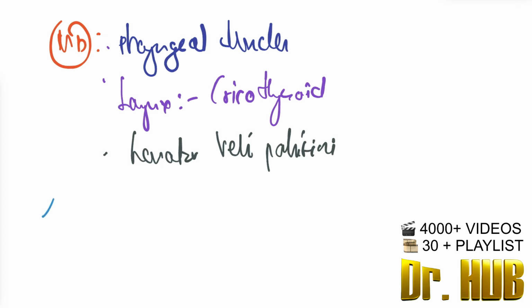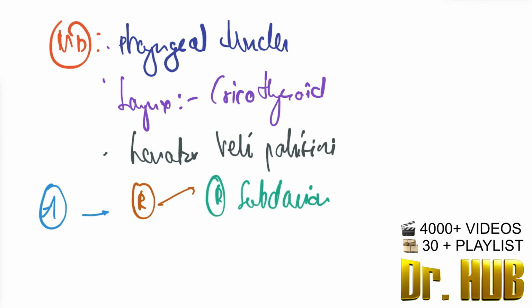Next we look at the artery. Under artery, there is a right side and a left side. The right side includes the right subclavian artery, which is the proximal portion.